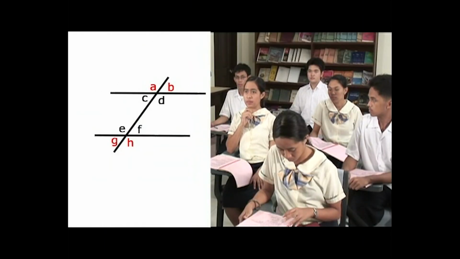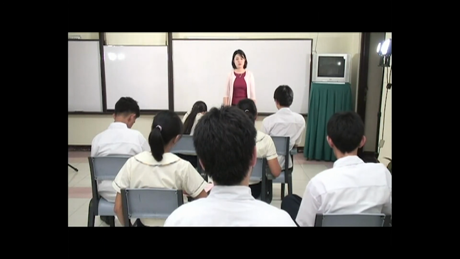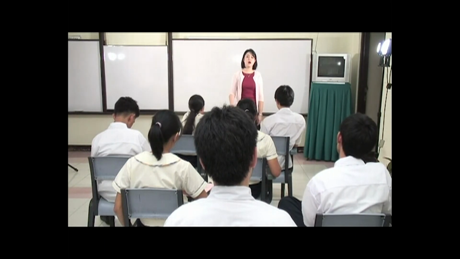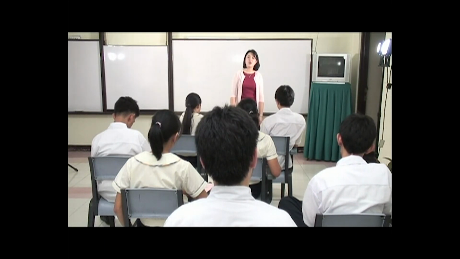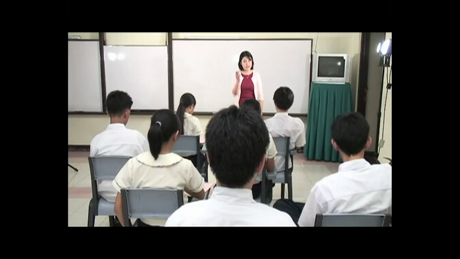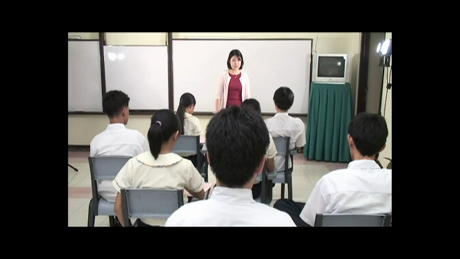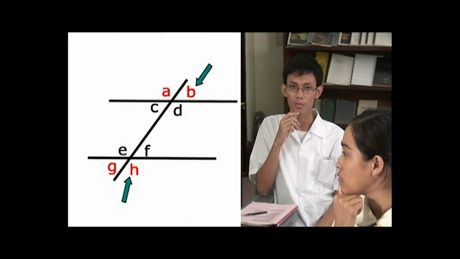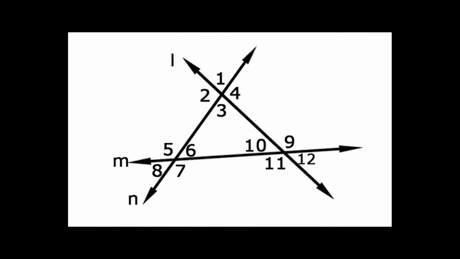How about angles A and B? No, I'm sorry. Yes, they are both exterior angles. But think about what Marie said about consecutive interior angles. Consecutive exterior angles have a similar relationship. I think I know now. The angles have to be on the same side of the transversal. Then A and G must be consecutive exterior angles. Yes, you're right. What other angles form this kind of pair? I think B and H are consecutive exterior angles. Yes, very good.